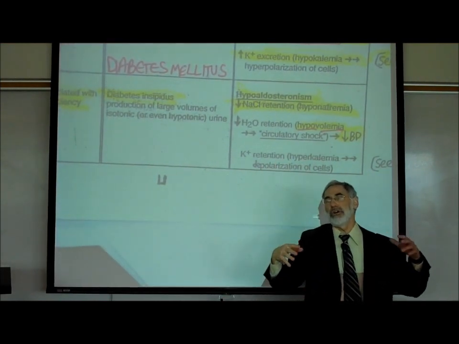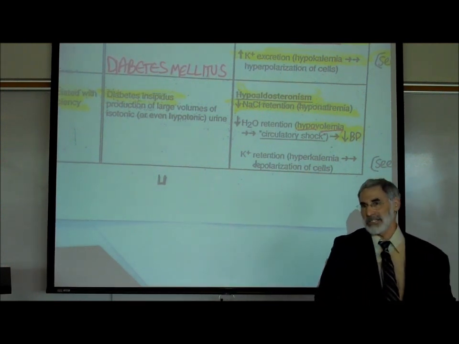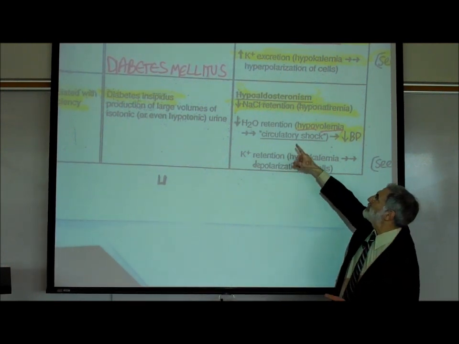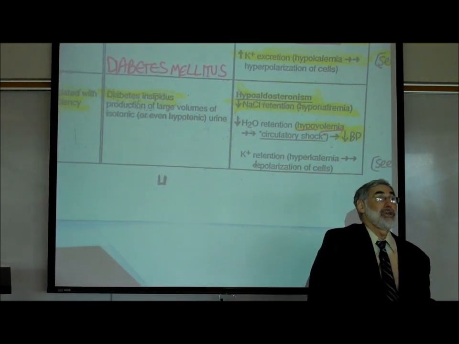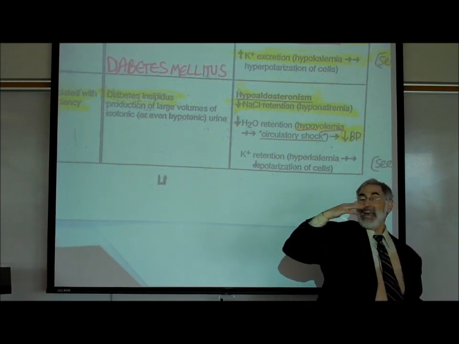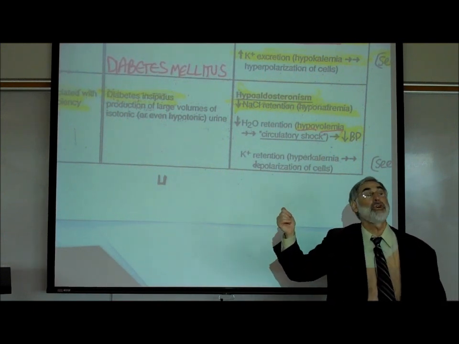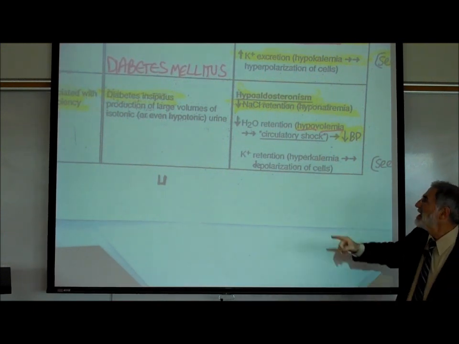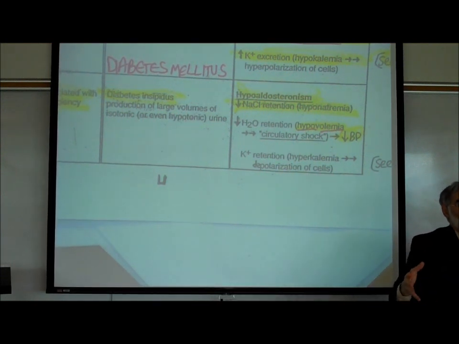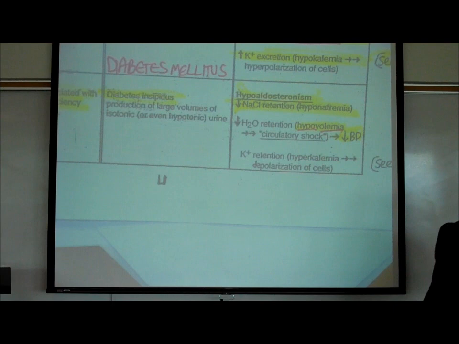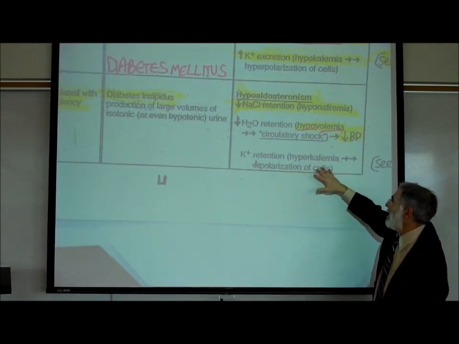Hypoaldosteronism means if you don't have enough aldosterone, you don't excrete the excess potassium. So let's imagine you've got this condition and you ate those three bananas. You raised the potassium levels in your blood, you now have hyperkalemia, but without this hormone, you don't get rid of that excess potassium. Now you retain potassium rather than excreting it. This hormone normally causes your kidneys to get rid of the excess potassium, but you don't have this hormone. So now you develop hyperkalemia.